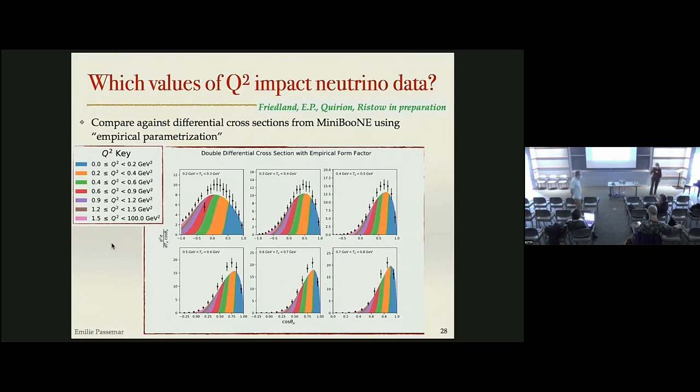So the goal will be to basically take the input from lattice QCD and put it already in the generators, to say this part is what we think is well known, and then we have to work on the other parts, which is a big part.